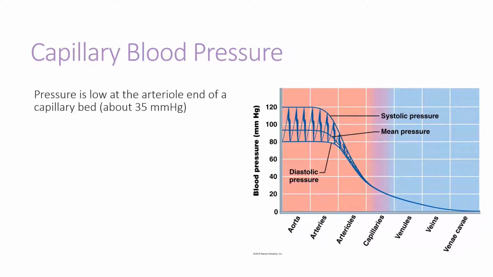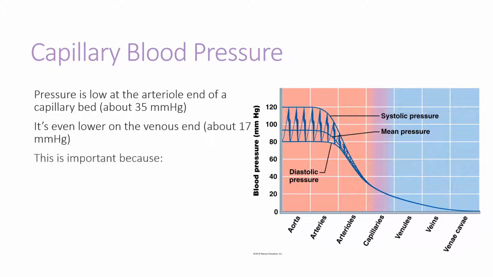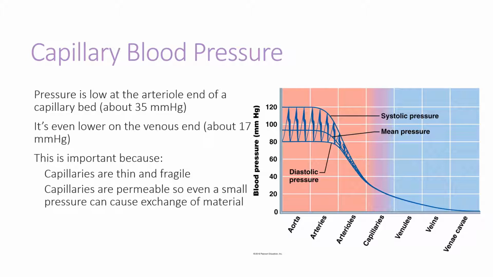Pressure is low at the arterial end of a capillary bed, about 35 millimeters of mercury. It's even lower on the venous end, about 17 millimeters of mercury. This difference is important because it allows blood to continue traveling from the arterial end towards the venous end of a capillary bed, but it's also important that this pressure is so low because capillaries are very thin and fragile, and they could burst if pressure was any higher. Capillaries are permeable, so even a small pressure can cause exchange of material in a capillary bed.